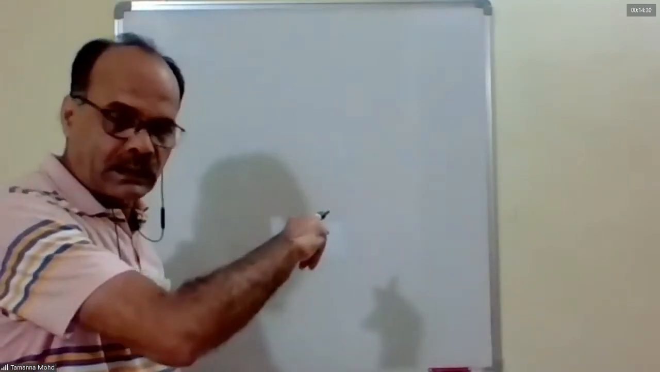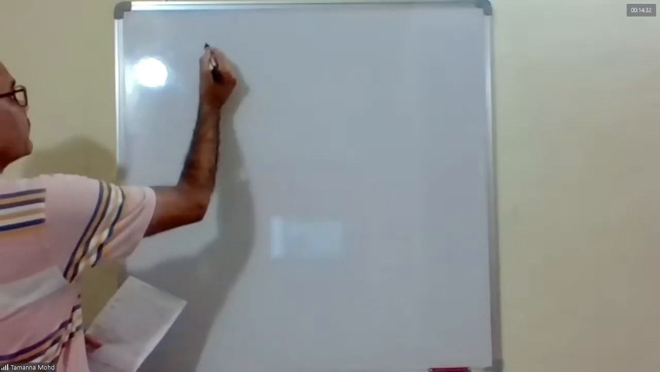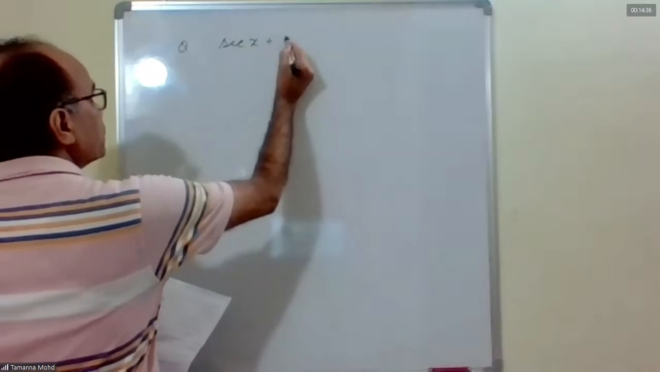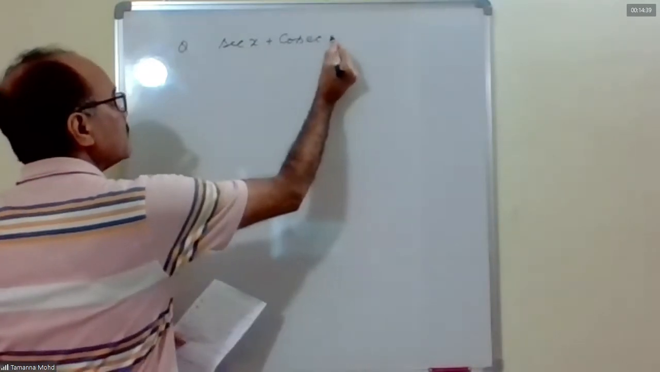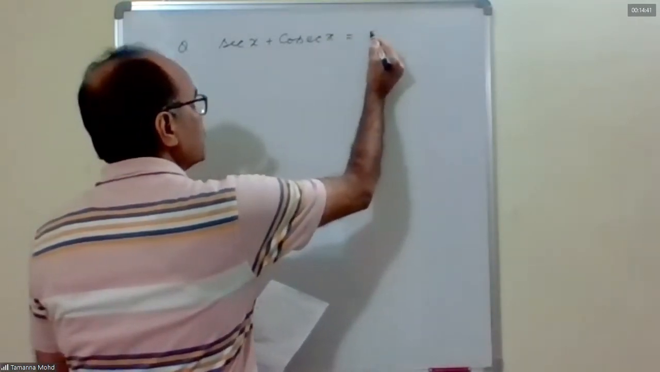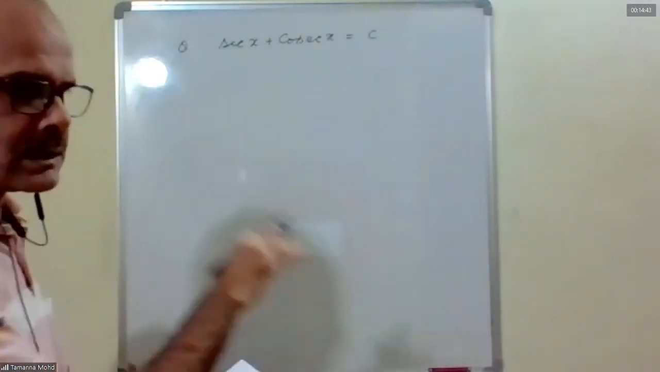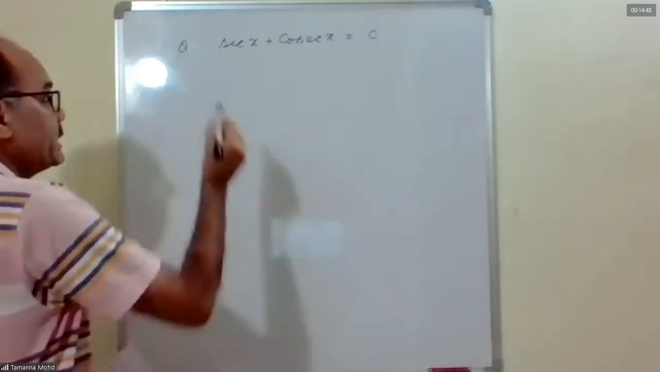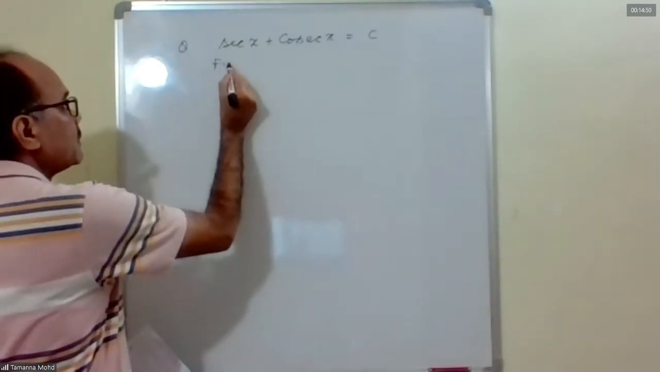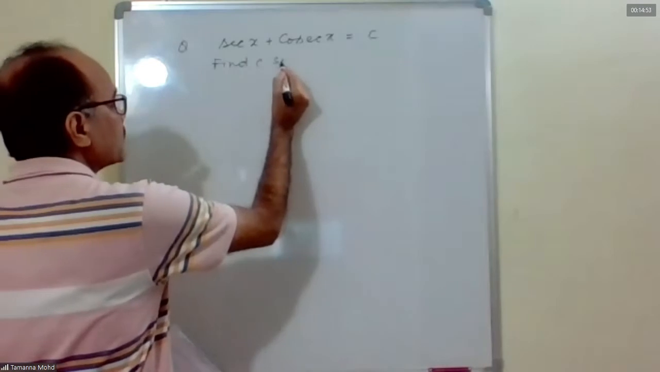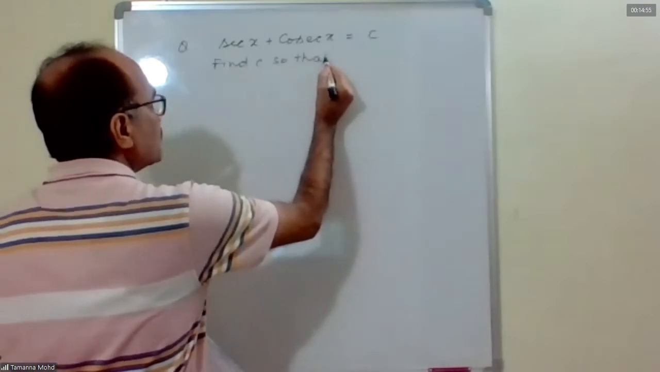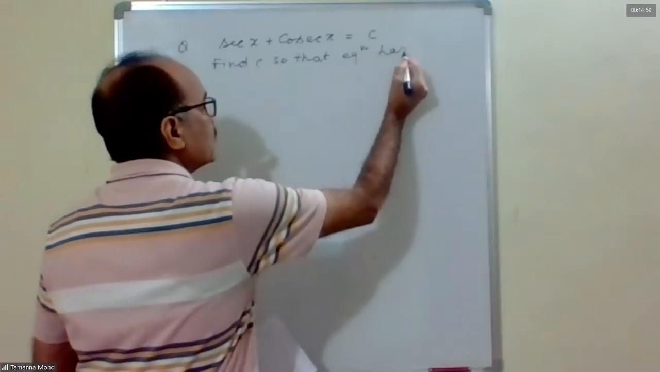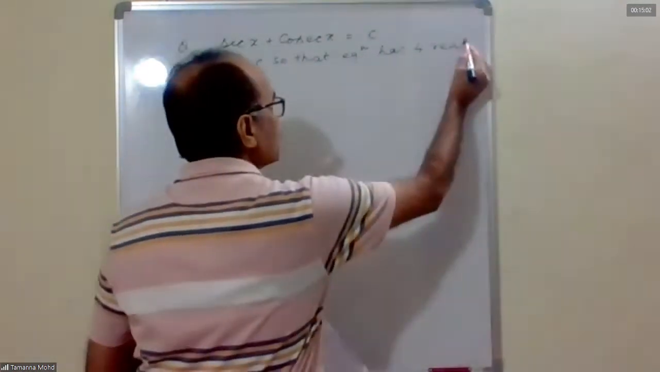Just to clear this concept, one simple question. Secant x plus cosecant x equal to c. We can convert it into a passage, or into multiple options. Find c so that the equation has real and distinct roots.